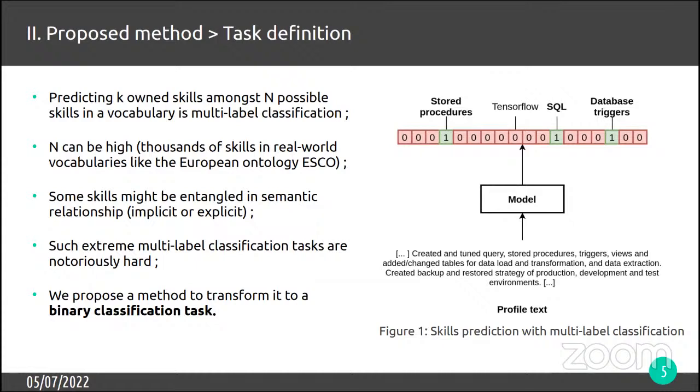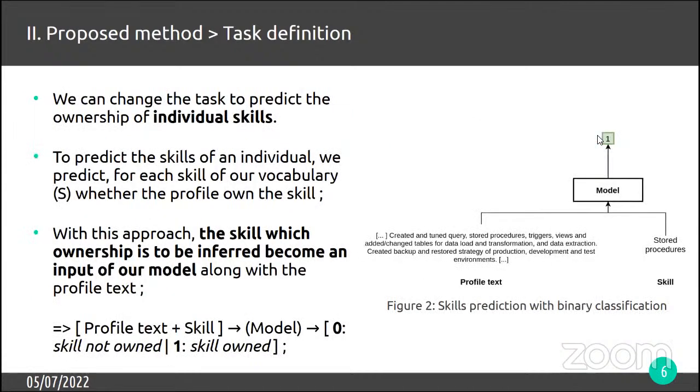Okay, so we decided to shift our problem from a multi-label classification task to a binary classification task. So how did we do it? Well, we decided to make the skill whose ownership is to be inferred not an output of the model, but an input. So our model takes as input the text of the profile and the skill to evaluate. And the model makes a binary prediction whether the profile has the skill or not.